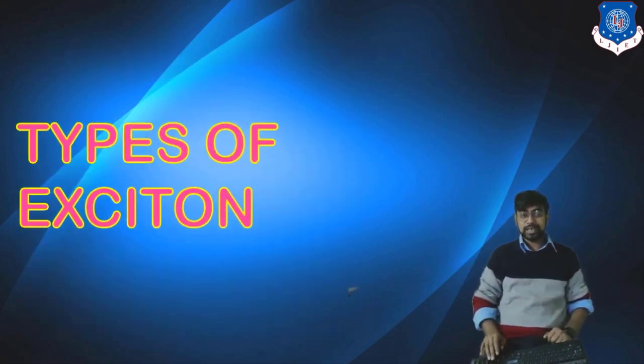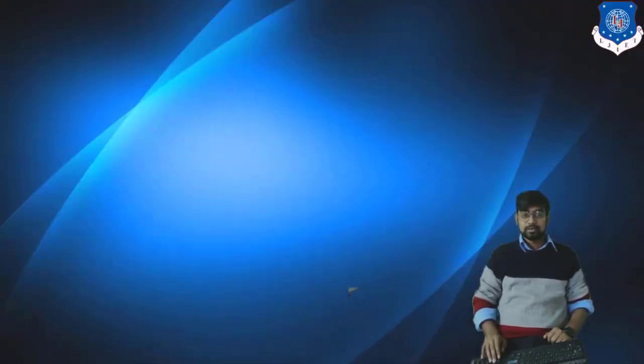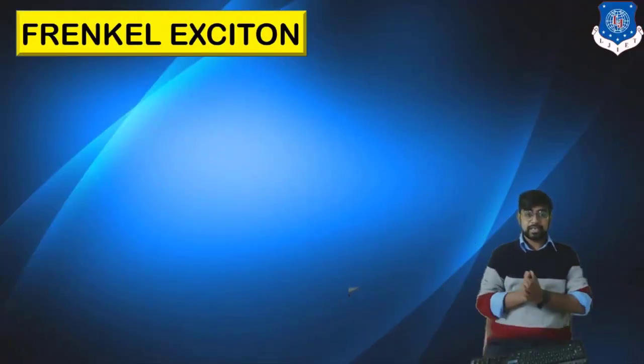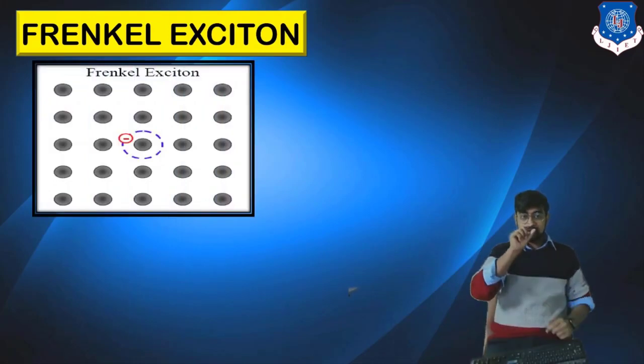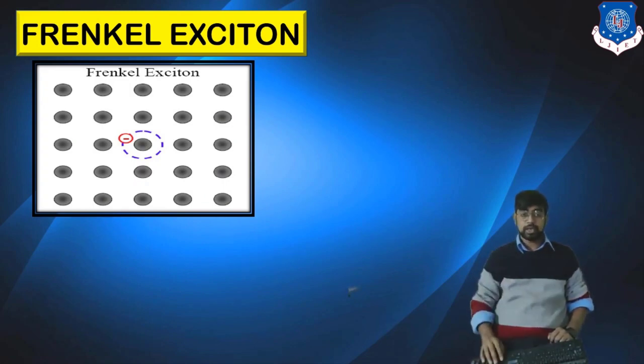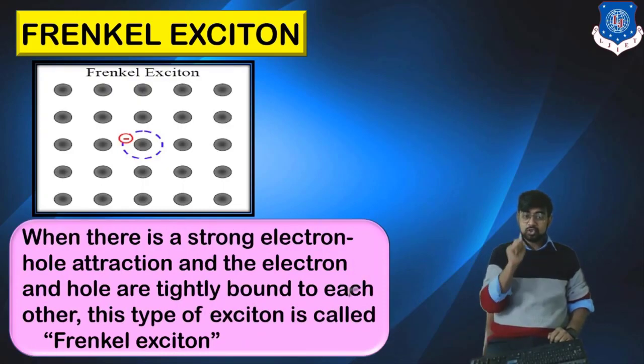Now let's explore the types of the exciton. The first is the Frenkel exciton. You can see that an electron is there, and it is just surrounding that particular atom, and that is a hole. Okay, so what happens is that when there is a strong electron-hole attraction and the electron and hole are tightly bound to each other, the distance is very small. That type of exciton is nothing but your Frenkel exciton.